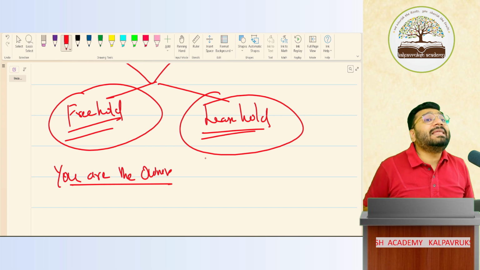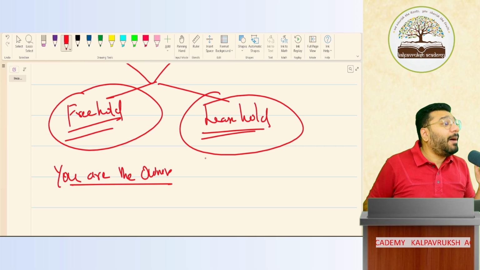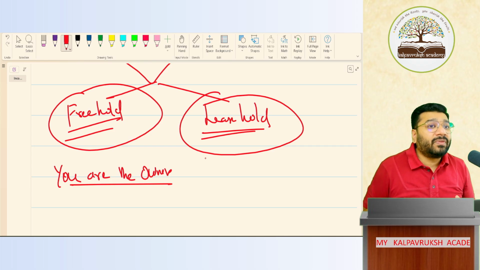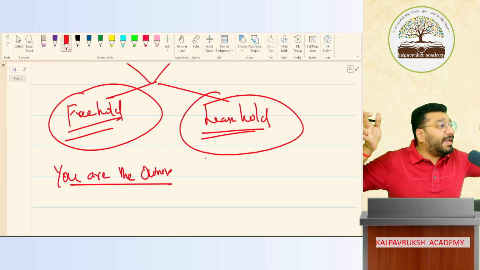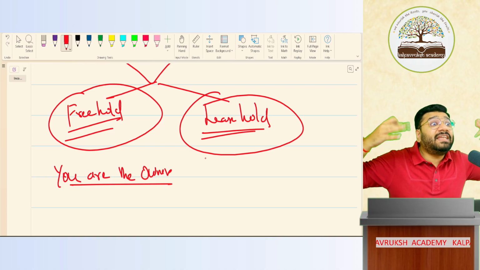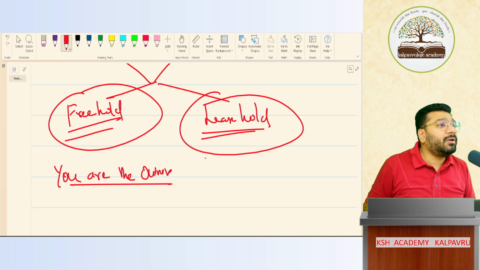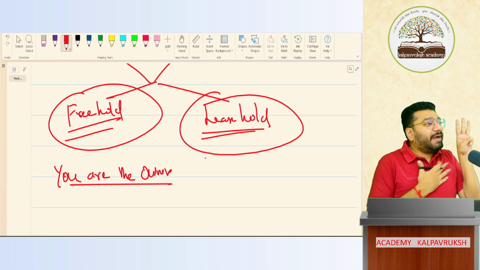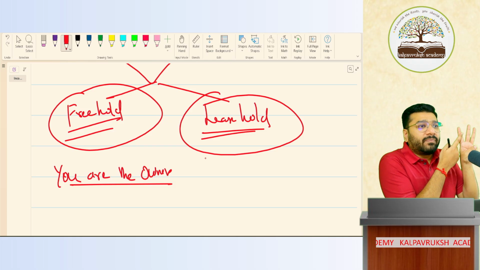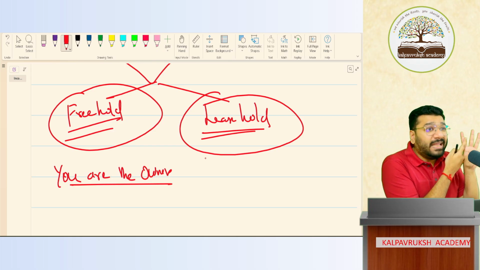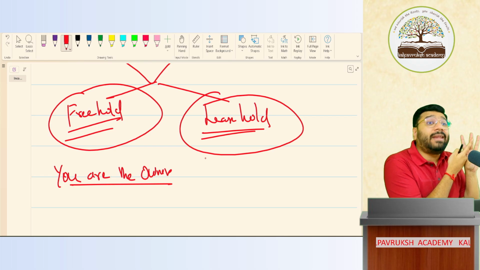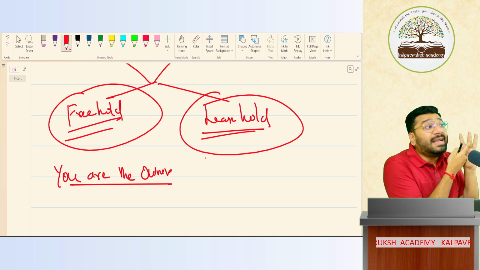This is called leasehold building, leasehold property. We don't pay monthly rent for it. We pay a lump sum amount, 25 lakh, 30 lakh, 40 lakh, 50 lakh, which is refundable. See, I have three choices. I can buy a building in my name, that is called freehold building. Second, I can take the building on rent and pay monthly rent. That is called rental property.